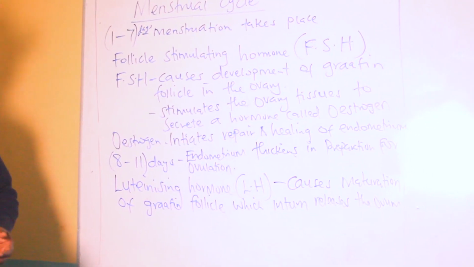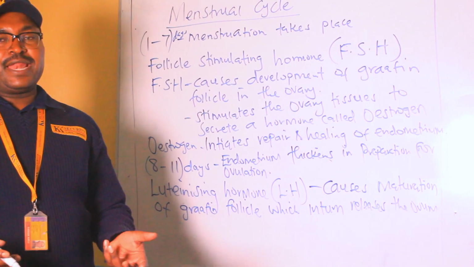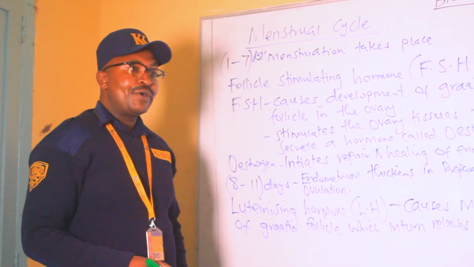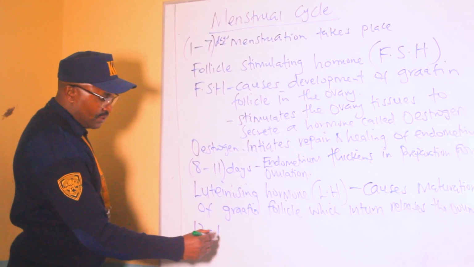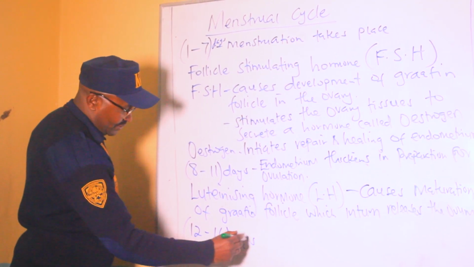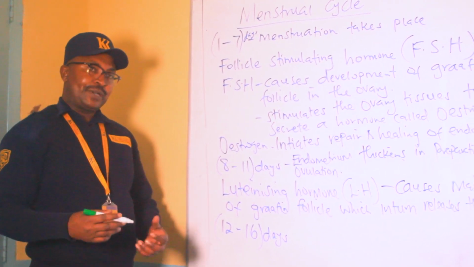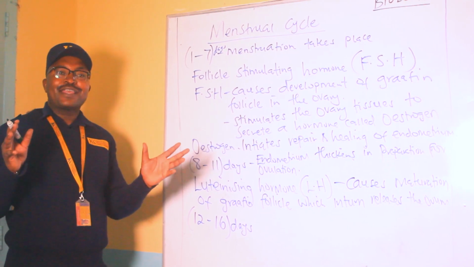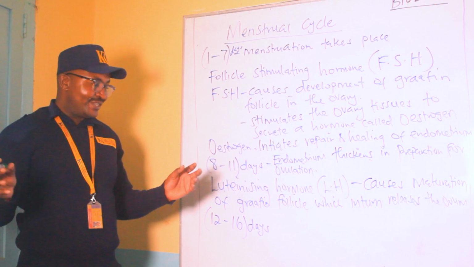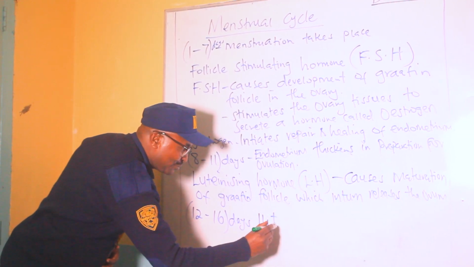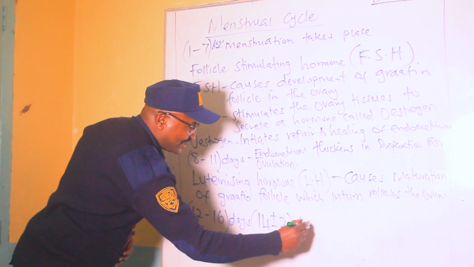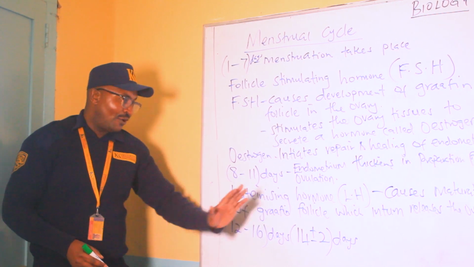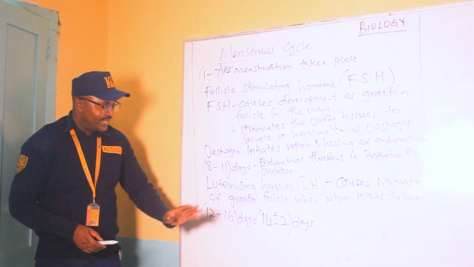Which are the fertile days, when a male gamete can fuse with a female gamete to form a zygote? It is between 12 to 16 days. This is where fertilization can take place. We say that the luteinizing hormone is at peak on the 14th day, so on the 14th day is when you can definitely conceive. So we say 14 plus or minus 2 days, that is why I have written between 12 to 16 days, when ovulation can take place.